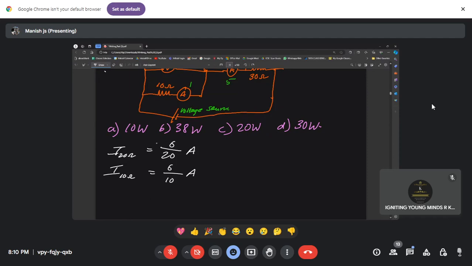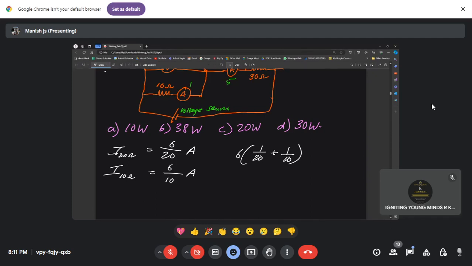If you have these two currents, what is going to be the total current? Just add them, right? I1 plus I2. That will give you the total current. If you add them, 6 is anyway common. So 6 times (1 upon 20 plus 1 upon 10). That is going to be the total current, the total current of the voltage source. So simplify this. How much is 1 by 20 plus 1 by 10, times 6?